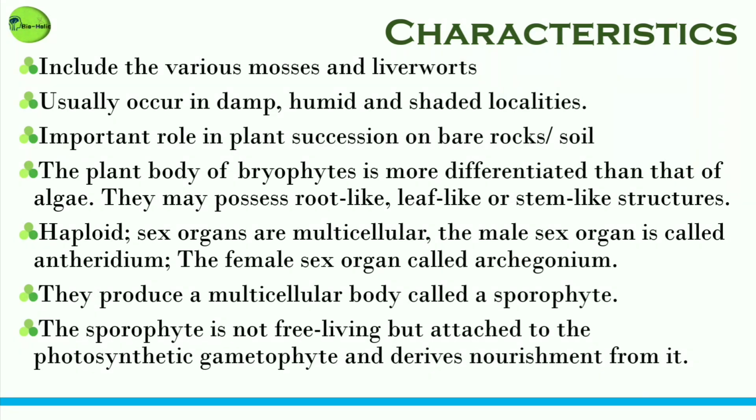Now if I talk about the life cycle of bryophytes, the main plant body of the bryophyte is haploid. It produces gametes, hence it is called the gametophyte, and the sex organs in the bryophytes are multicellular. The male sex organ is called the antheridium and it produces biflagellate antherozoids, and the female sex organ is called the archegonium, which is flask shaped and produces a single egg.